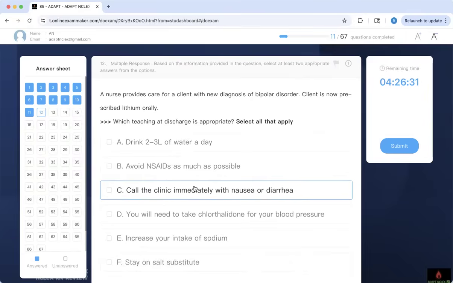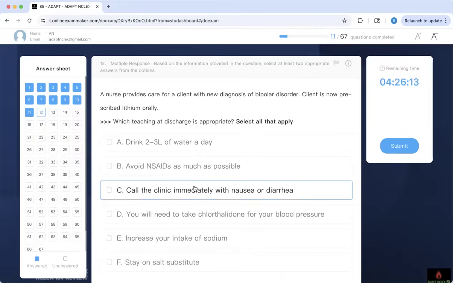And then provide care for a client with what? New diagnosis of bipolar. The client is now prescribed lithium. Lithium is going to show up. So take a pen and paper, write what we're going to talk about right now. Which teaching is appropriate? Stop the video, write it down.